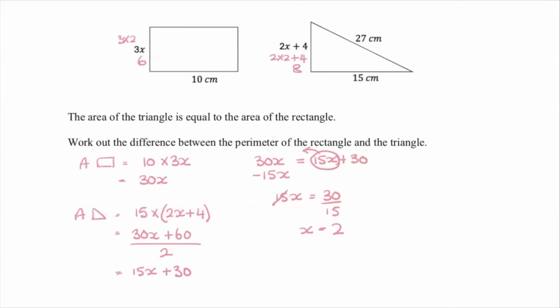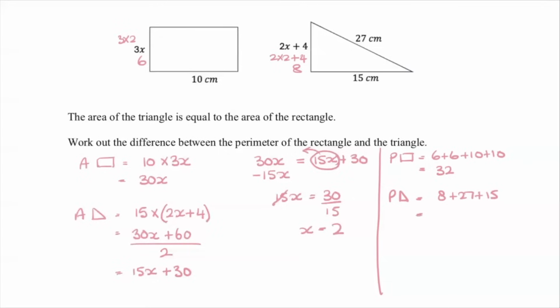I can now work out the perimeters of these shapes. So the perimeter of the rectangle is 6 plus the other 6 plus the 2 10s, which is giving me a total of 32. And the perimeter of the triangle is your 8 plus the 27 plus the 15.